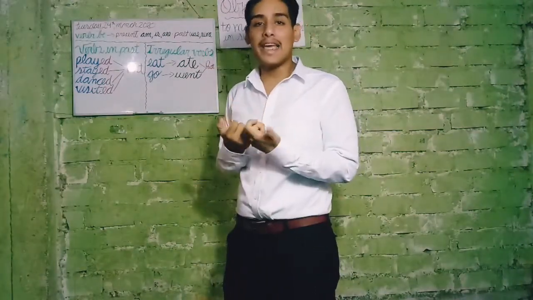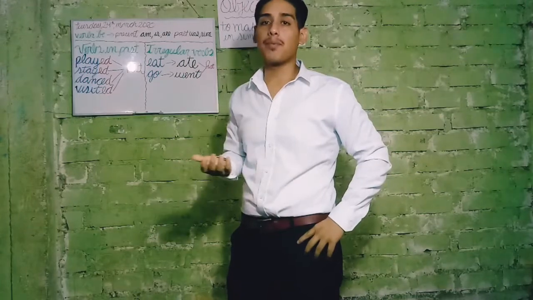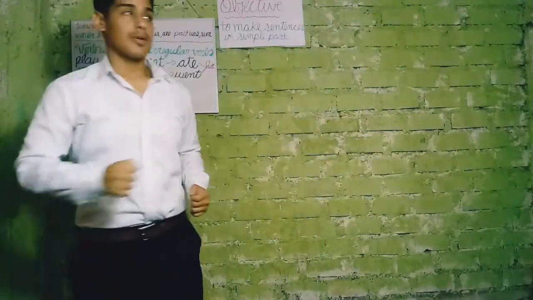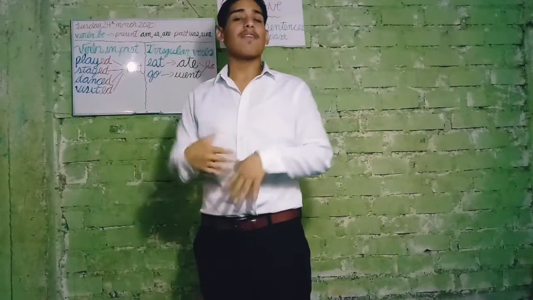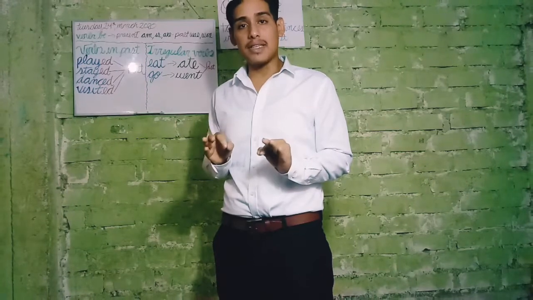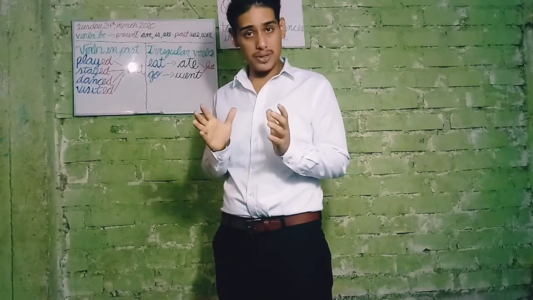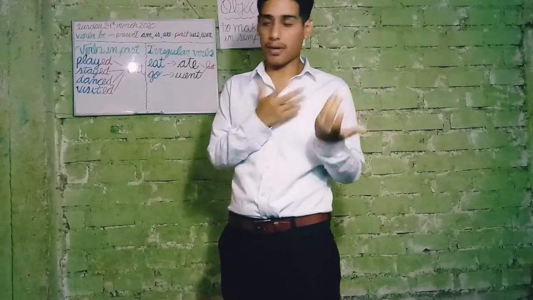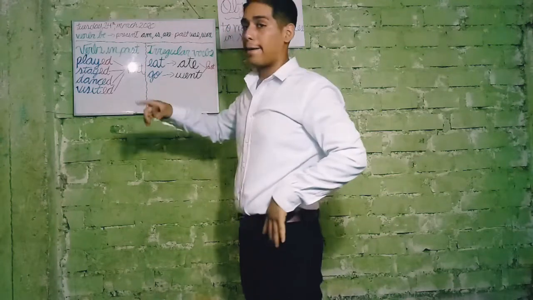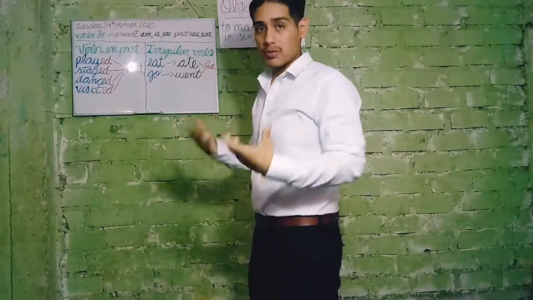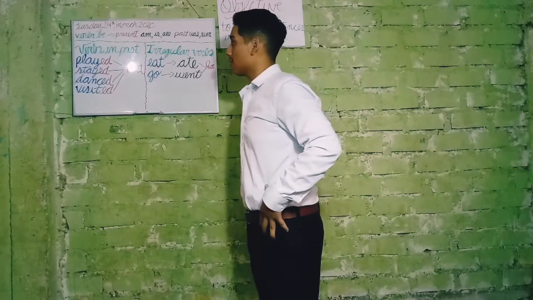Do you know what a verb is? For example, play is a verb, eat is a verb, walk is a verb. It is an action, right? Dance is a verb too. So we have a lot of verbs, okay? But today's class is about verbs in the past. So there are two forms, and this is the most common kind of verb.